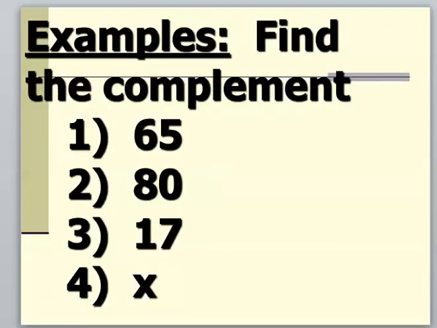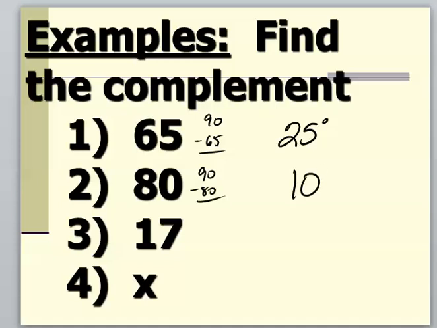So for example, find the complement. Find what I would put with this to get 90 degrees. Number 1, find the complement of 65 degrees. You're going to take 90 and subtract 65, and you'll find the complement is 25 degrees. Number 2, the complement of 80 is what you would put with it to make 90 degrees. So 90 minus 80 means the complement is 10 degrees. Number 3, the complement of 17, what you would put with it to make 90. So 90 minus 17 means that your complement would be 73 degrees.